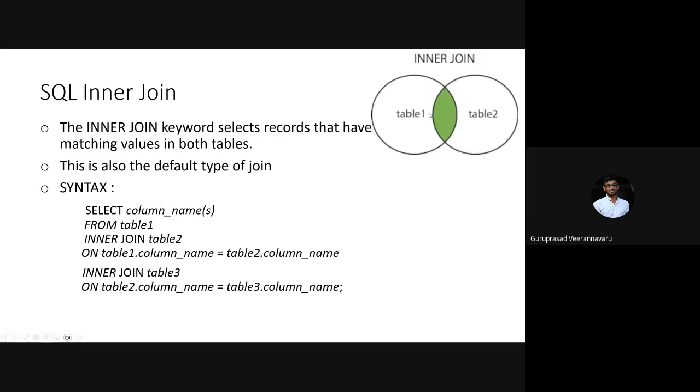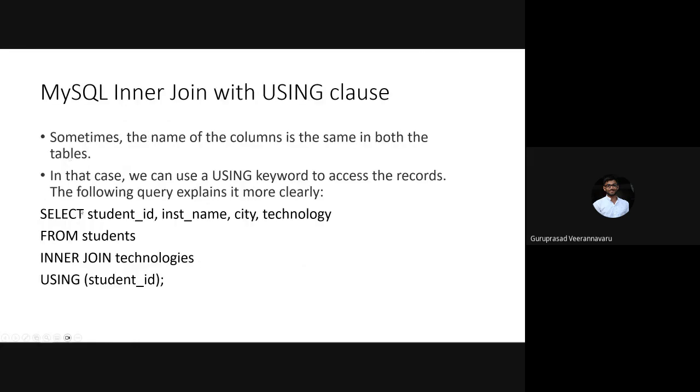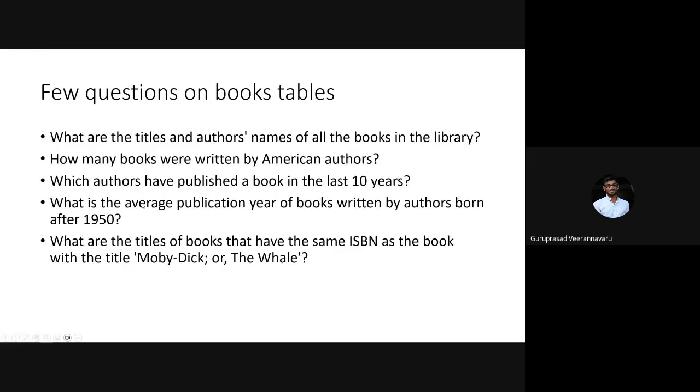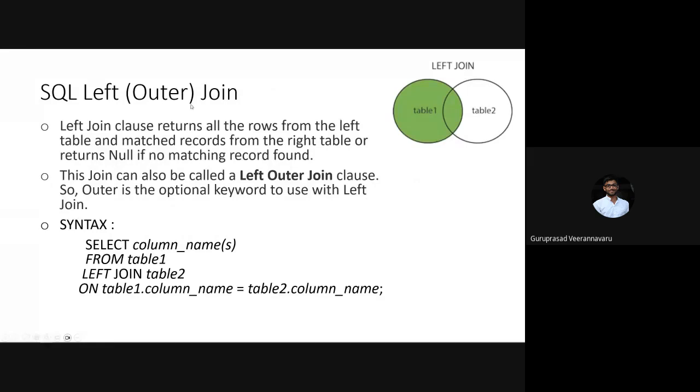So inner join, matching rows from both the tables. That is why you see green, a combination of both. We can also do it using USING. If you don't want to specify any condition and both the tables have the same column, you can just specify it like this. I'll show how. I had some questions. That is fine. We'll see questions afterwards.